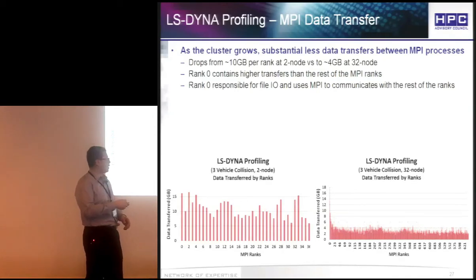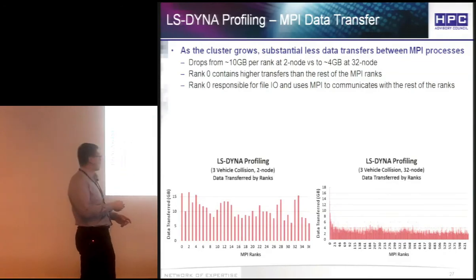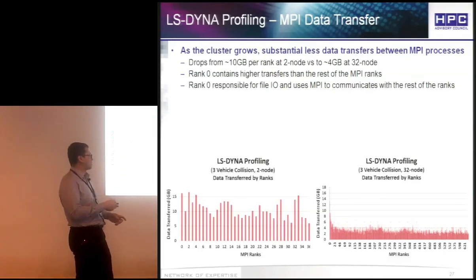So it seems to show that a lot of data transfer is taking place for the 0 rank compared to the rest. So that's the 32 node case. For the 2 node case, you don't see the effect that much, though. But as you scale to more nodes, that change will actually happen more and have a bigger impact.